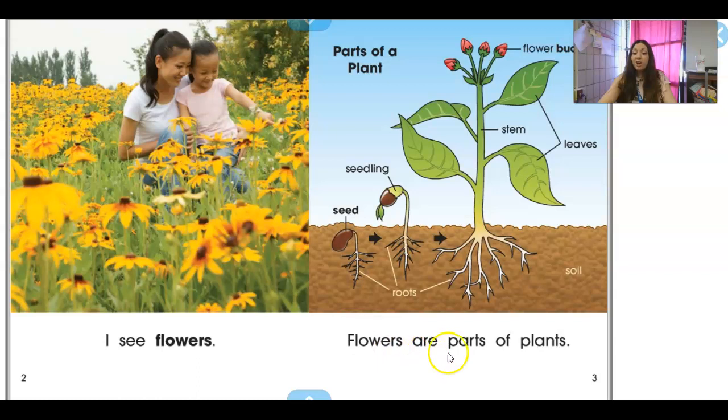Ready? Flowers are parts of plants. Now, this is another nonfiction text feature. So I want you to look. It's pointing at the different parts and telling me their names. So right here, it's pointing at the roots to show me this is the roots. It's showing me this is the soil. It's pointing to the seedling and the seed and the stem and the leaves and the flower buds. This type of nonfiction text feature is called labeling because you're just labeling all the parts. You're telling us the different parts, so it's important so we know where each part is.